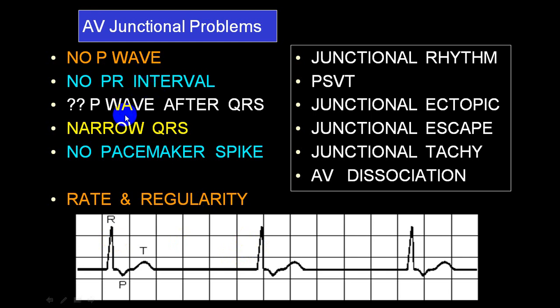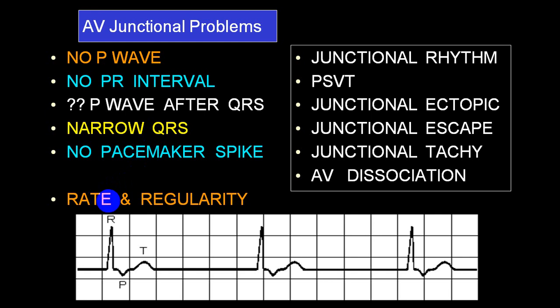If at all a P wave is present, usually it is inside the QRS complex, or maybe after the QRS complex, or maybe just before the QRS complex. Hence you will not be able to identify the PR interval. The QRS complex is narrow, there is no pacemaker spike, and the rate is usually between 40 to 60.